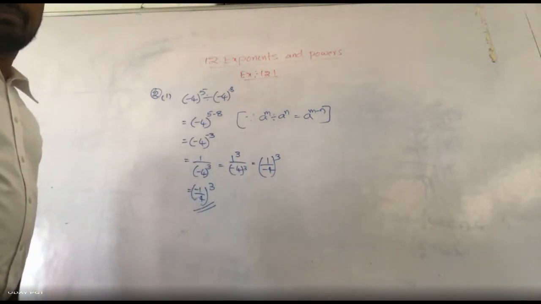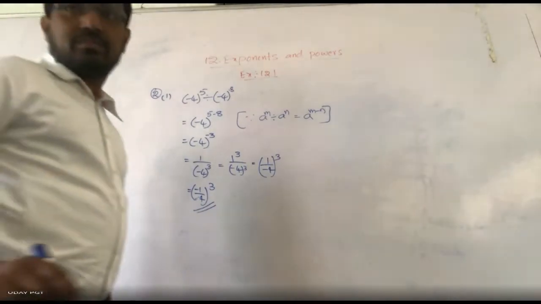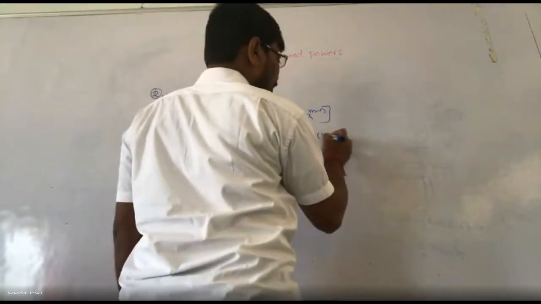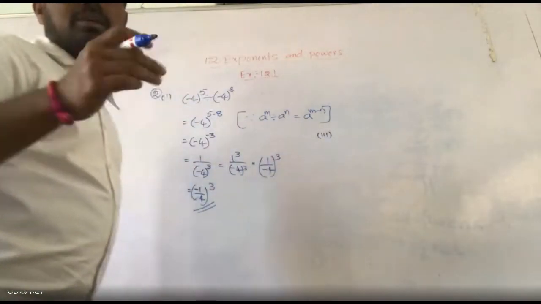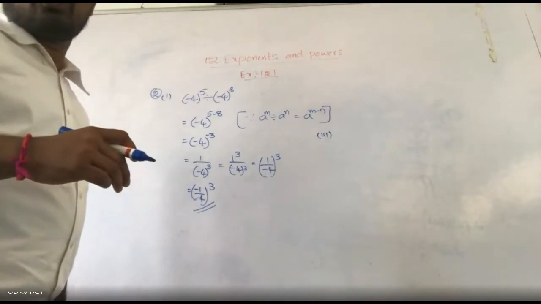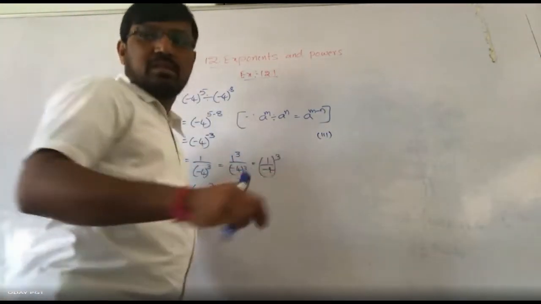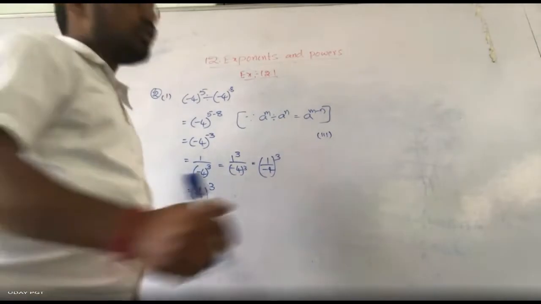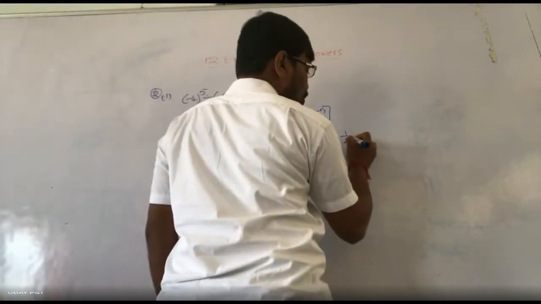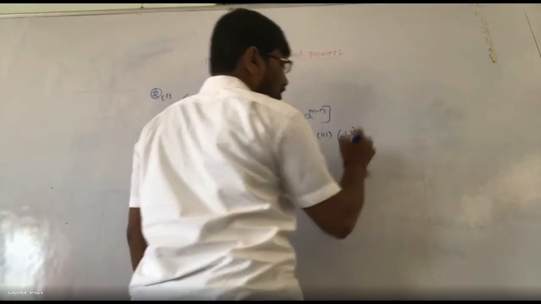Okay, clear to you? Yes, sir. Coming to the third problem. The third problem given to you is 1 by 2 cube whole square. Can you do it?